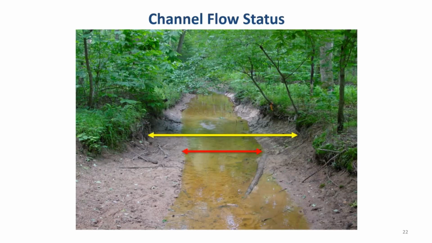And this photo illustrates what that would look like. So the width of the stream where the water normally would be is the yellow line. So you can see where the roots go down. You can see that at some times of the year that's where the water is, but at the time that this photo was taken, the water is only where the red line is. So you can see that it's maybe only 50% at this location.